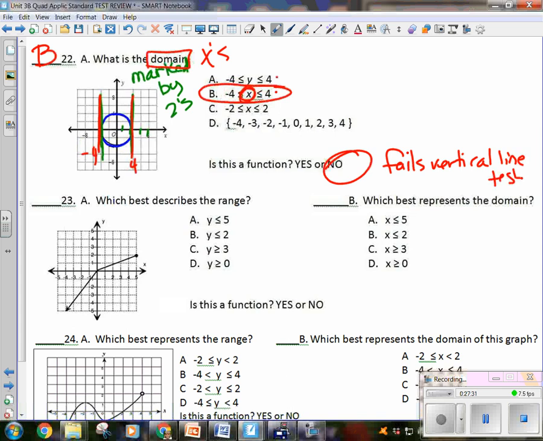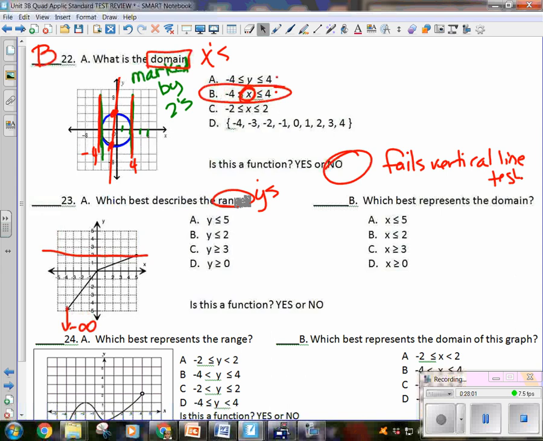It fails it. If you draw a line through it, it touches in 2 places, so that makes it a big no-no. Which best describes the range? When we do range, we're talking about the y's. At least every answer in ABCD does mention y's. Remember we do lowest to highest, and it looks like this thing comes as high as 2. This arrow tells me that it's going to go all the way down to negative infinity.